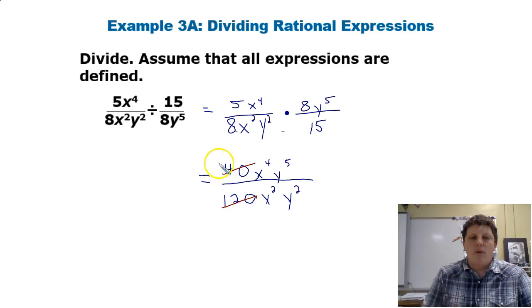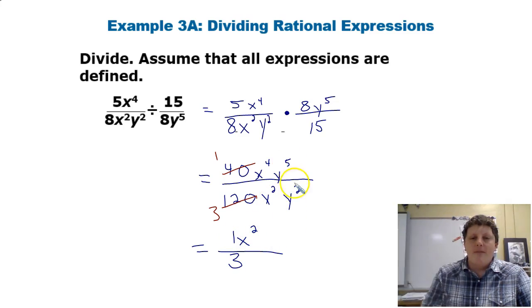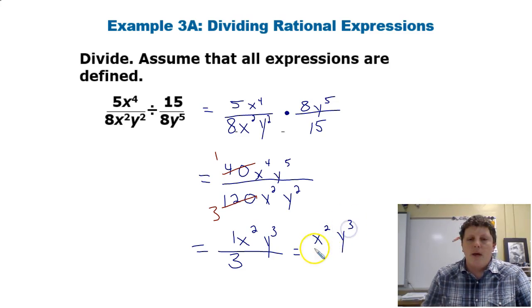Both of those are divisible by 40. 40 goes into itself one time. 40 goes into 120 three times. And as I am dealing with the variables, it's got 1 on the top, 3 on the bottom. 4 is bigger than 2. 4 minus 2 is x squared. 5 is bigger than 2, so 5 minus 2 is y to the third. And since the bigger ones are in the top, both of those stay in the top. And whenever you have a 1 in front of your variable term, you can kind of drop that 1. You don't need it. So x squared y to the third over 3 would be the final answer.